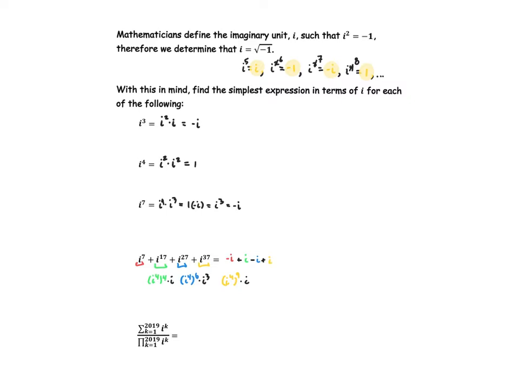So go figure, when we add these up, we get 0. Very interesting. All right, let's take a look at this example here at the bottom. Now we've seen the notation that you see here in the numerator. This is the sum of the first 2019 terms: i to the 1st, i to the 2nd, i to the 3rd, i to the 4th, all the way up to i to the 2019th. So let's define this as i plus i squared plus i cubed plus i to the 4th, all the way out.